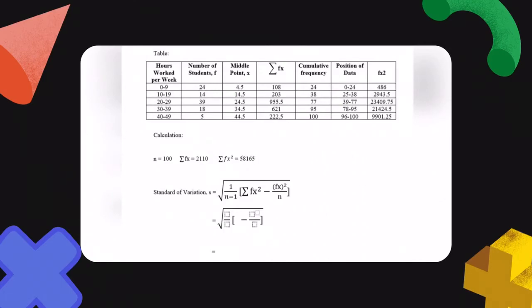Next, let us look at the formula given. We need to make sure we have all the information before we proceed with the calculation. As we can see, we have the value of n, the value for the total of fx, and the value for the total of fx squared. Now, since we have all of these values, we can insert them into the formula given. We can solve this calculation by using a calculator. So, the answer for the standard deviation is 11.74.